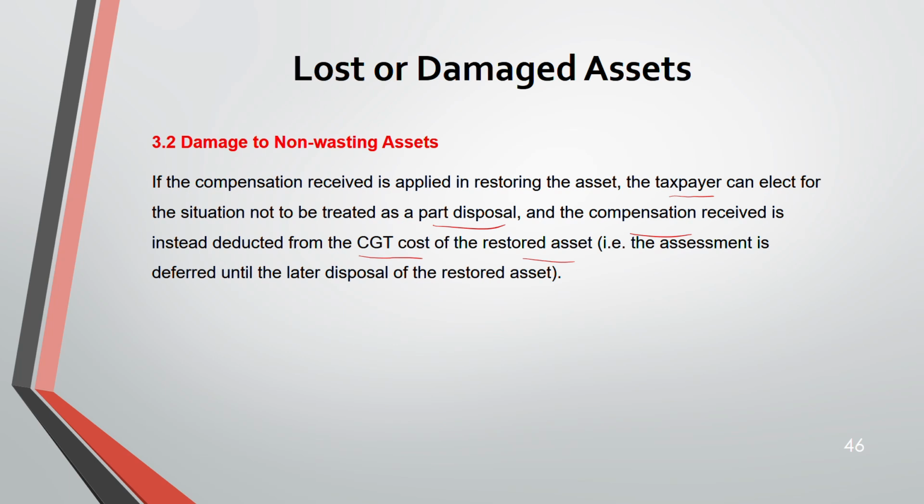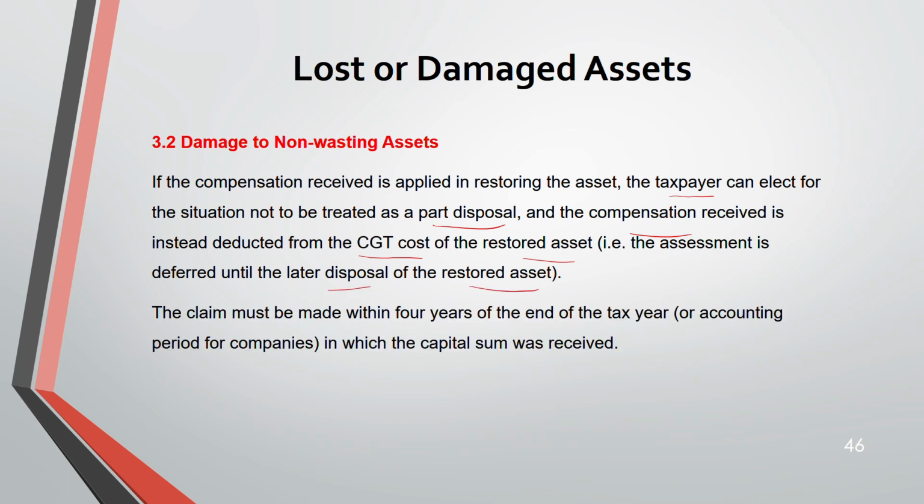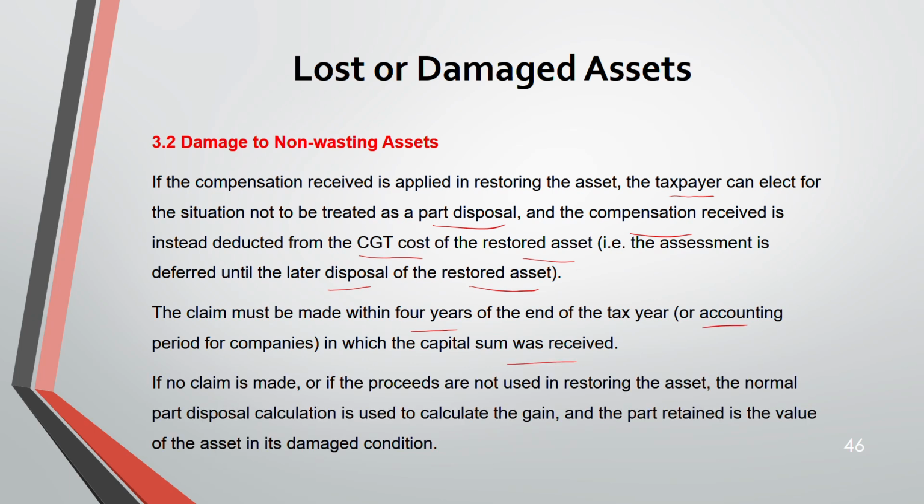So the assessment is deferred until later, when you dispose of your restored asset, then the gain comes. Now, this claim is also due 4 years from the end of the tax year, and for companies it is accounting period when the capital sum is received. If no claim is made, or if the proceeds are not used in restoring the asset, then the normal part disposal calculation is used to calculate the gain, and the part retained is the value of the asset in its damaged condition. Remember, the part retained is the value of the asset in its damaged condition.